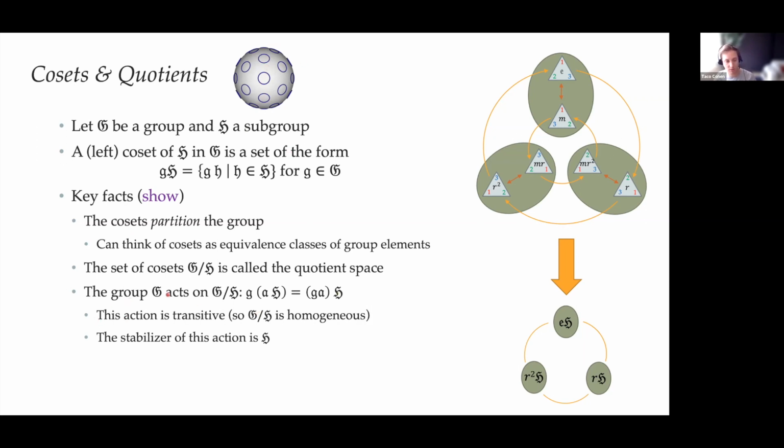And you can show that the group G acts on this quotient space, and this action is transitive, and so indeed G over H is a homogeneous space, and that the stabilizer of this action is H, the group you quotiented by. So the high-level picture you can have in your mind is you have your group, it gets partitioned into these cosets. If you quotient them out, you get a quotient space that's a homogeneous space. The group itself can be thought of as the homogeneous space with, at each point, a copy of your subgroup attached.